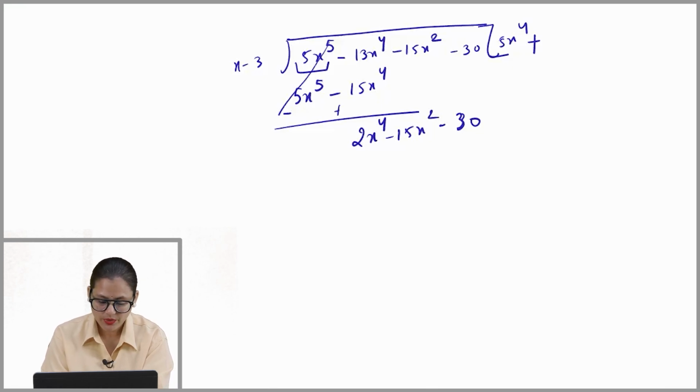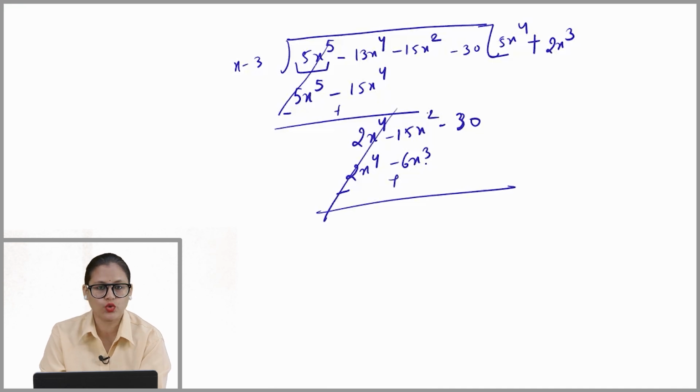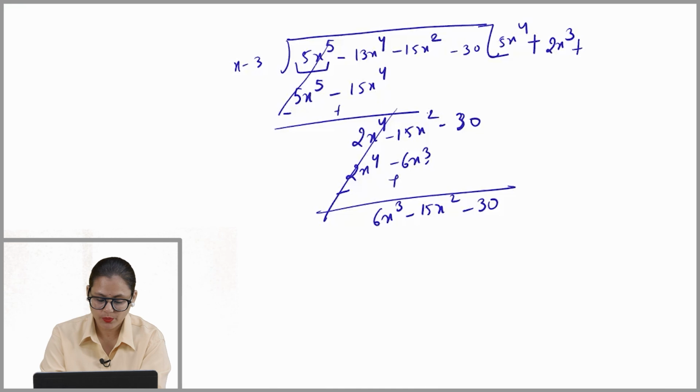Now, we will multiply by 2x raised to the power 3. x into 2x raised to the power 3 is 2x raised to the power 4, and minus 3 into 2 is minus 6x cube. So, we will change the sign. x square and x cube are not like terms, so we cannot subtract or add. So, we will write here 6x cube plus minus 15x square minus 30. Now, next we have plus here, so we will write plus.